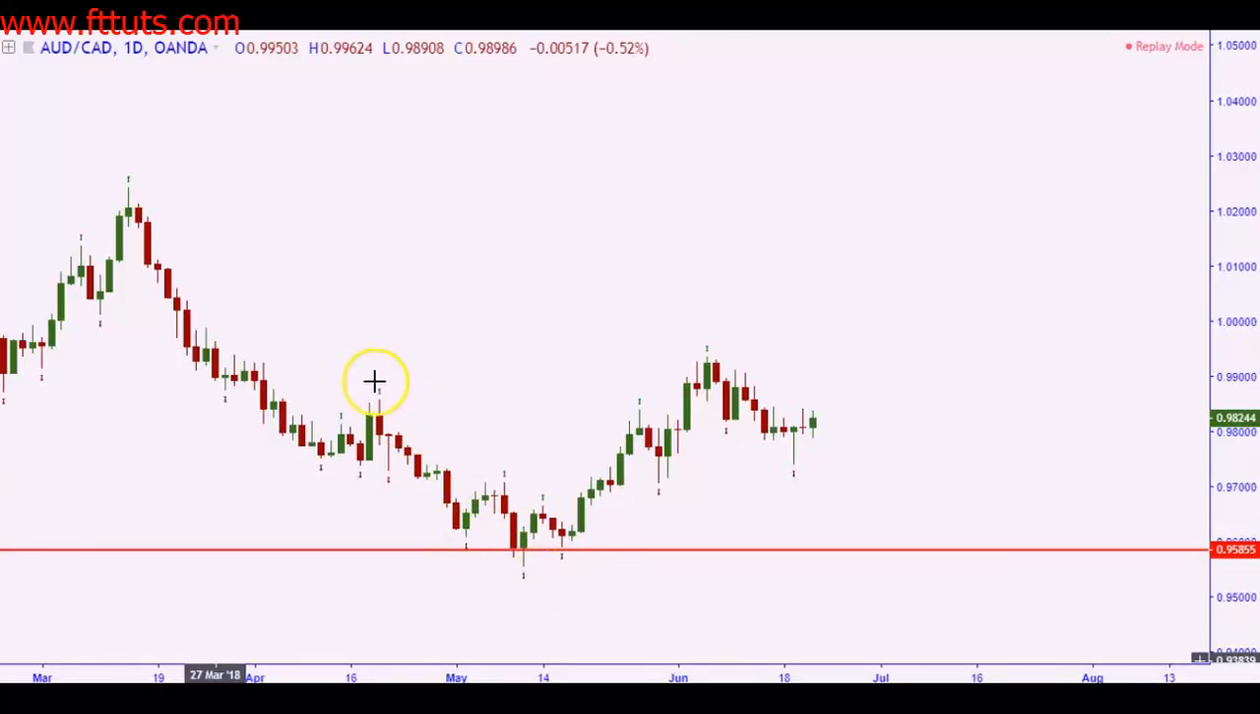So I marked this fractal already, so let's start here now. So we go 1, 2, 3, and now 4 needs to break 2 in order to be the continuation. 4 did not break 2 and it broke 3, which then let us know that this was not a continuation move but a reversal move. So it was a 1, 2, 3 reversal.